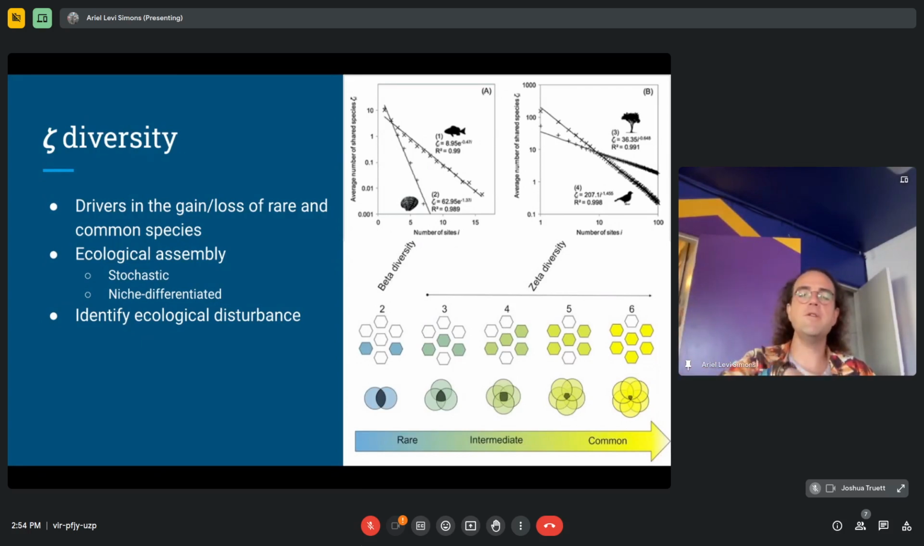Basically, the more you disturb an ecosystem, the more it looks like a random process. And so ecosystems that under undisturbed conditions look niche differentiated will tend to shift over to being stochastic. That is, they tend to go from power law to exponential. So literally, I can look at just this decay curve, and I can tell you, even without knowing what species are there, that there's evidence.